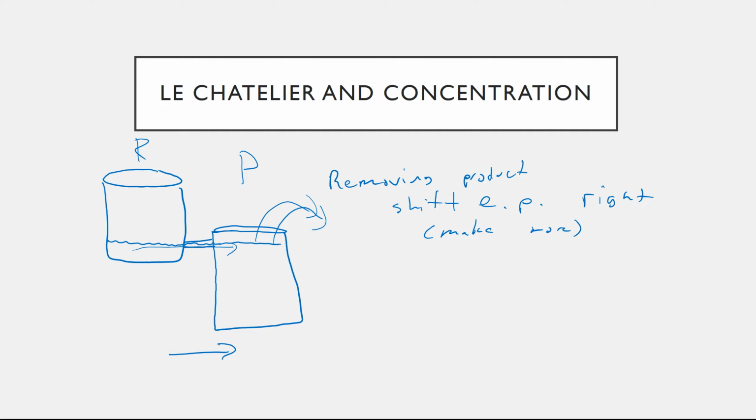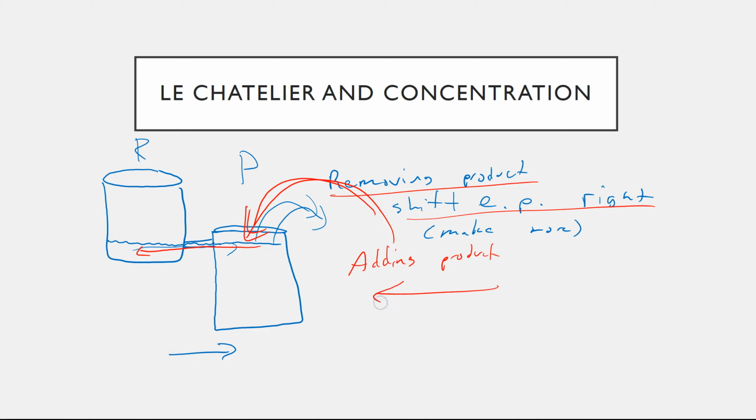Okay? And likewise, what would happen if I added some product? So let's say I put some extra product into the system as it's forming. What's going to happen? It's going to shift us back that way. It's going to send liquid back into the reactant side so that we achieve equilibrium again. And so if removing product shifts us to the right, adding product will shift us back to the left, and we'll make more reactants. Okay, so that is essentially what happens.